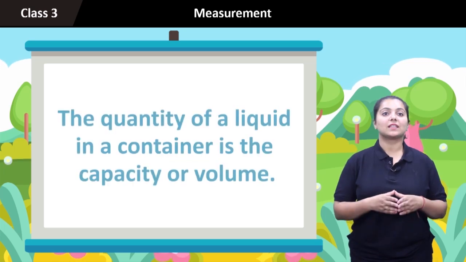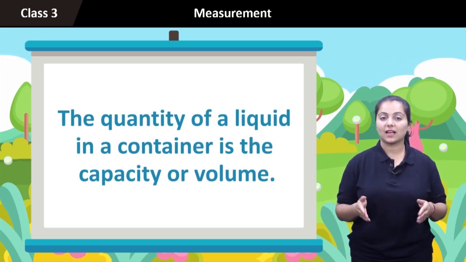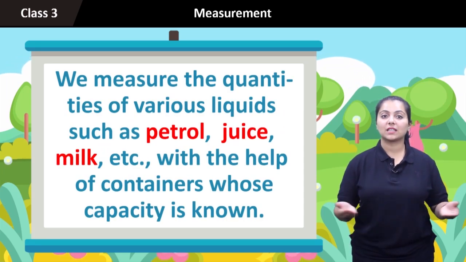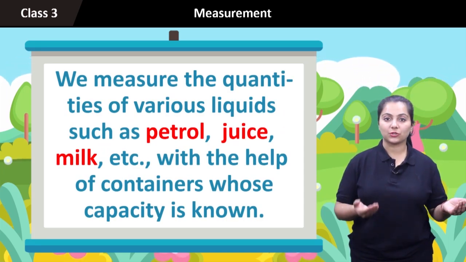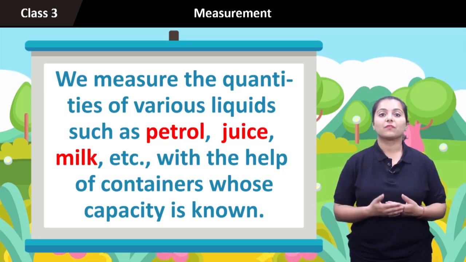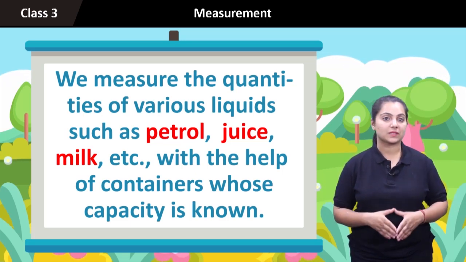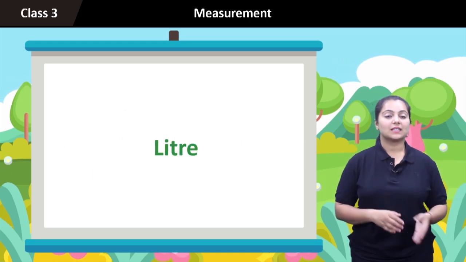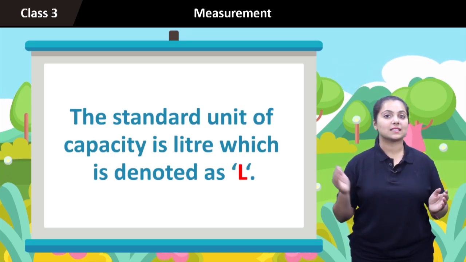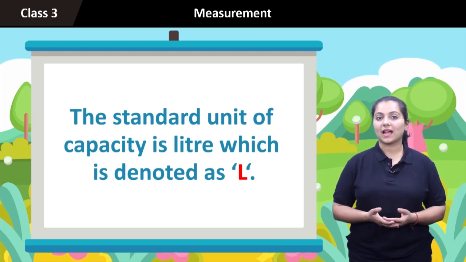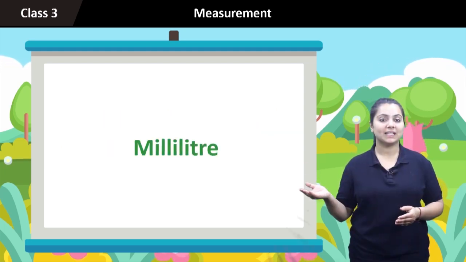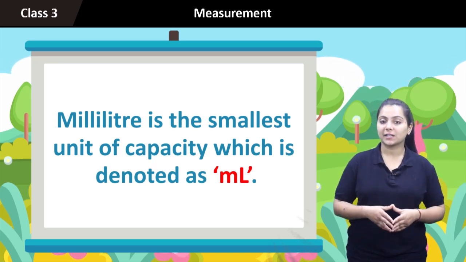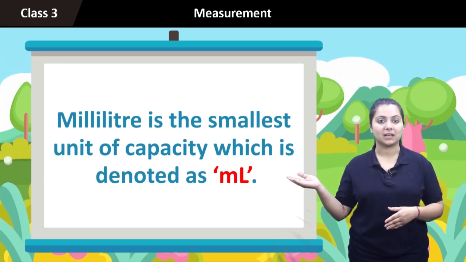Capacity. The quantity of a liquid in a container is the capacity or volume. We measure the quantities of various liquids such as petrol, juice, milk, etc. with the help of containers whose capacity is known. Units of capacity. Liter. The standard unit of capacity is liter, which is denoted as L. Milliliter. Milliliter is the smallest unit of capacity, which is denoted by ml.